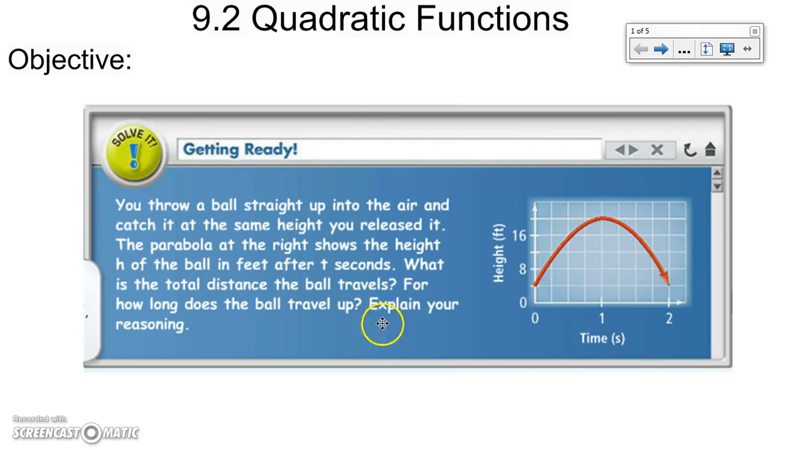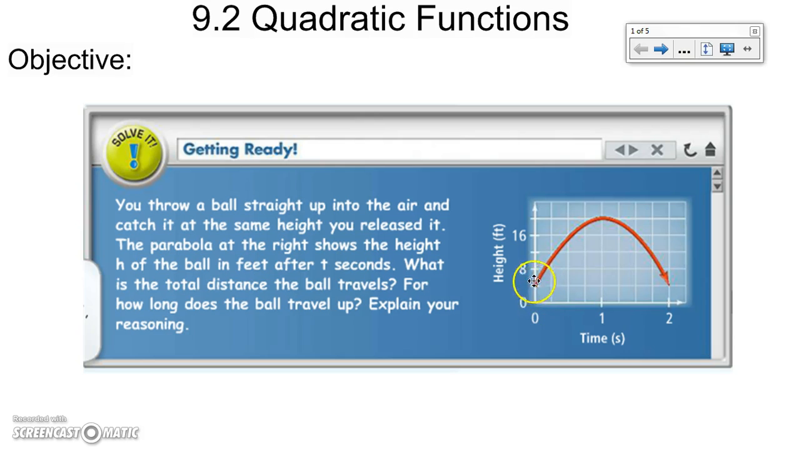It says, for how long does the ball travel up? Okay, that is until it stops at your maximum point. So it's rising right here for 1 second, falls for another second back into your hand. So parabolas often model real-world situations such as this one, where the ball was being thrown up in the air. This does not model what that looks like, but rather its height over time.